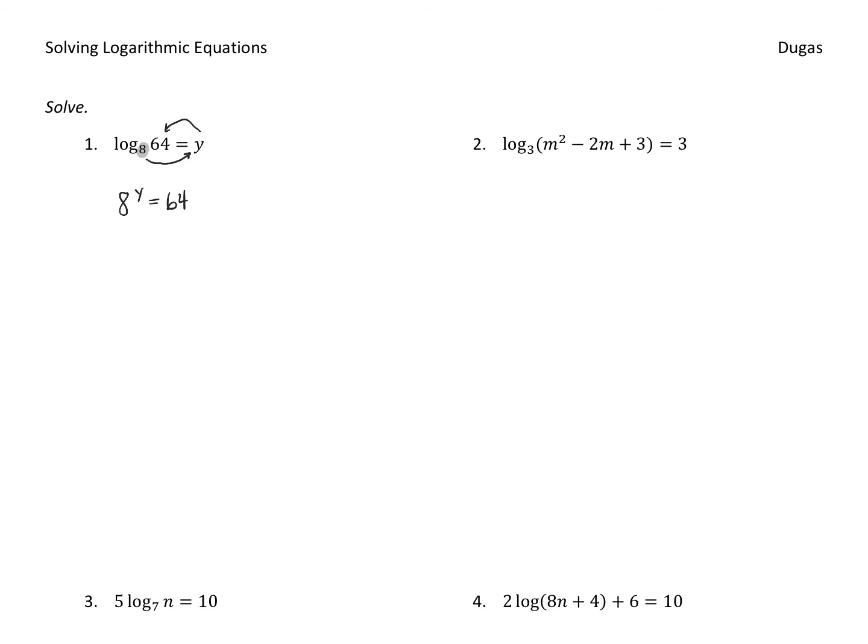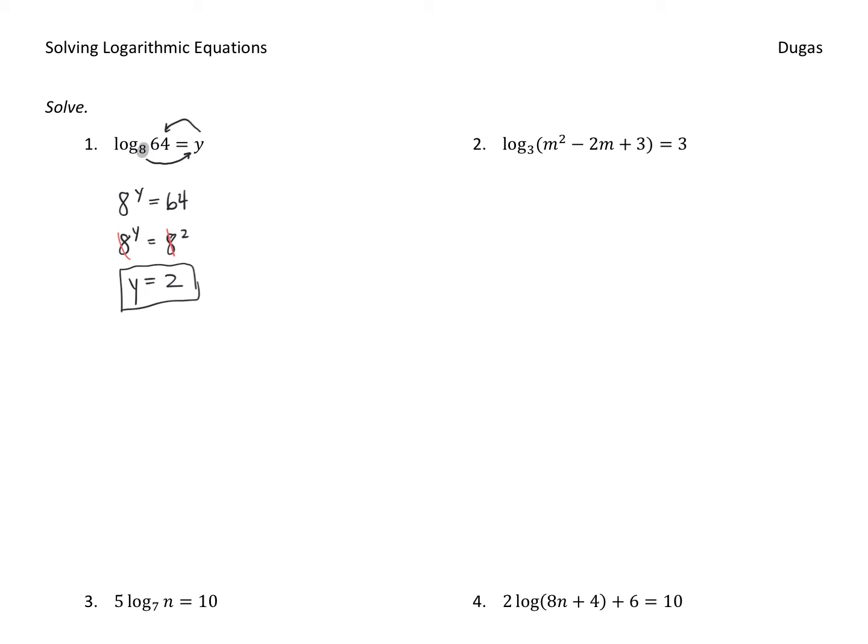And now I just want to solve. So when I'm solving exponential equations, one of my methods was trying to make the bases be the same. And if you know that 8 times 8 is 64, well, that's what you can do here. So 64 is 8 squared. So I can write 8 to the y power is equal to 8 squared. Since the bases are the same, I can set the exponents equal, so y equals 2. And that's my solution.